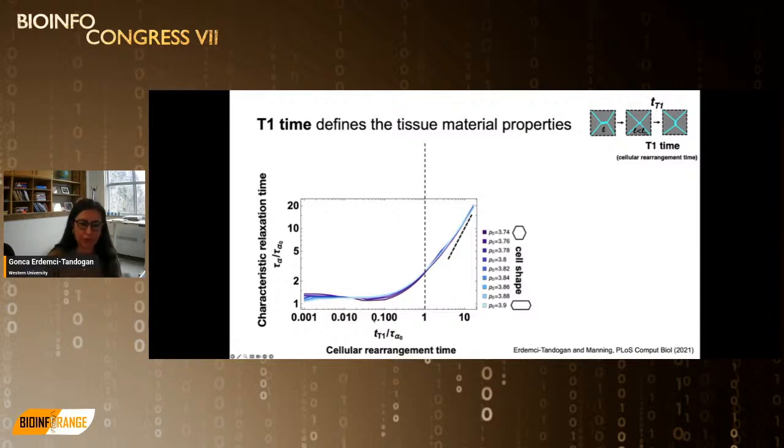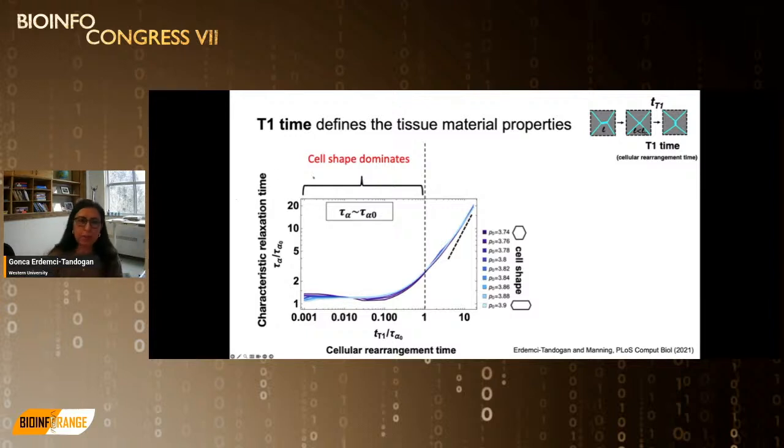First, I would like to get your attention to this first region. Here, I should have mentioned, we normalize both axes by the characteristic relaxation time of the tissue with instantaneous rearrangement time. So in this region, if tau alpha over tau alpha 0 is equal to 1, that means that independent of the rearrangement time, tau alpha equals tau alpha 0. So in this region, the cell shape dominates, as in the standard vertex model predictions.